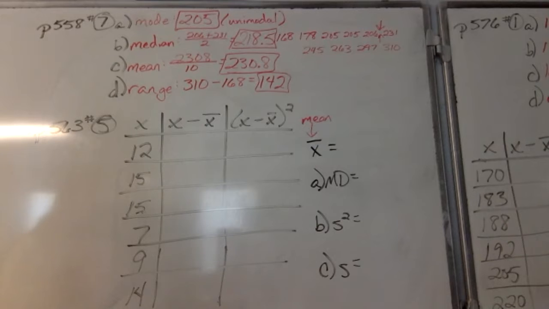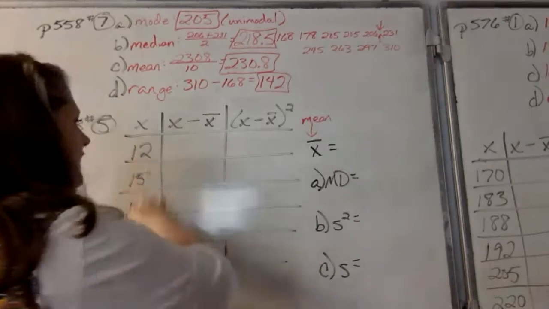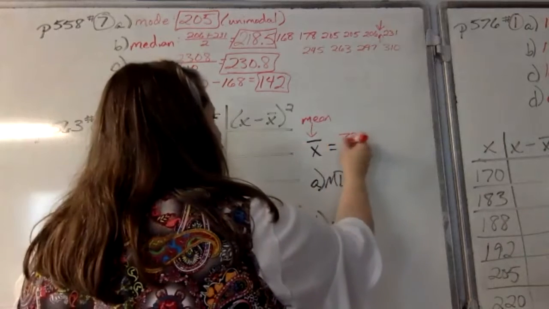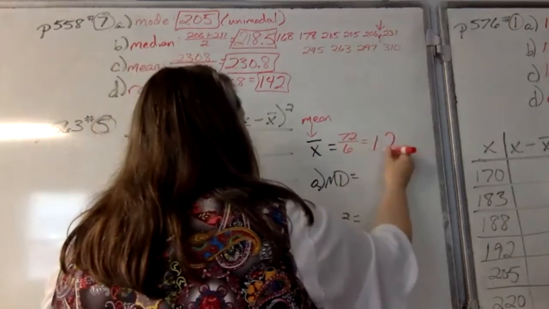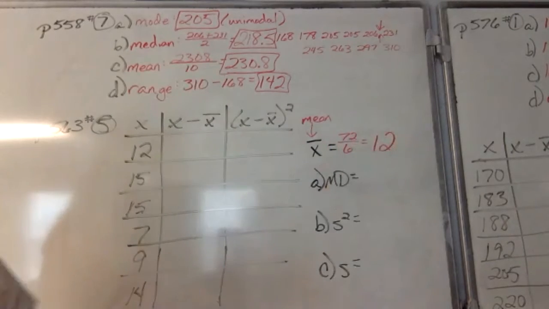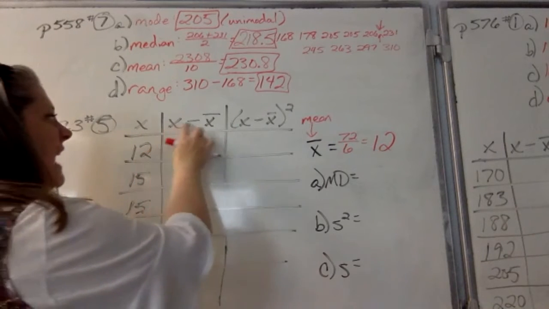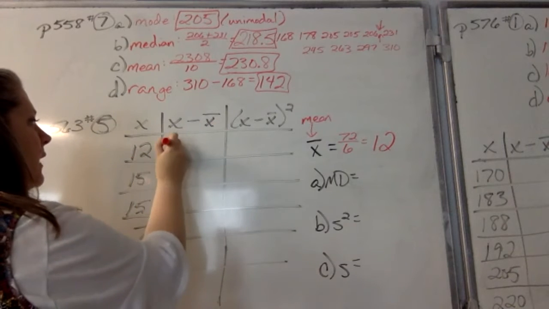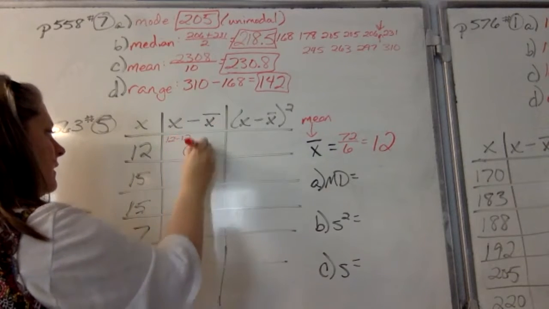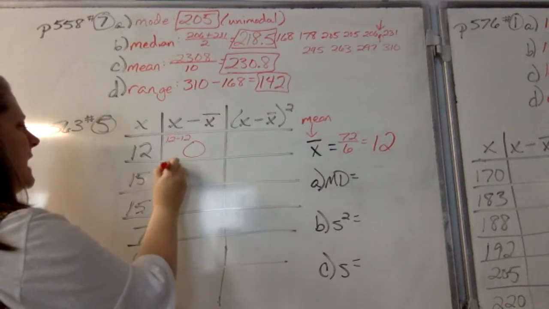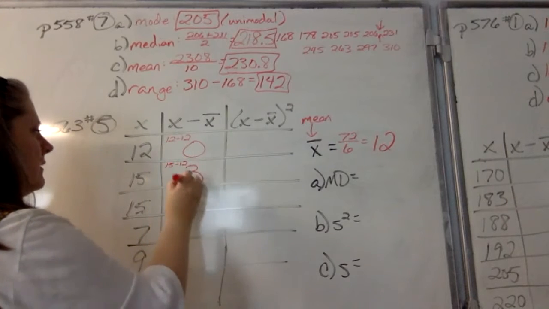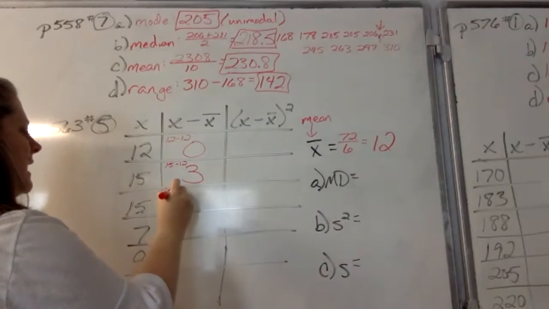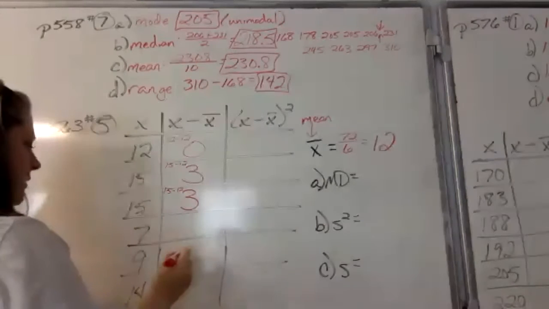Yes, because when you add these up, you get 72 divided by 6, so my mean is 12. So remember, when you're doing your table, you take X minus that mean. So I take 12 minus 12, which is just 0. 15 minus 12 is 3.